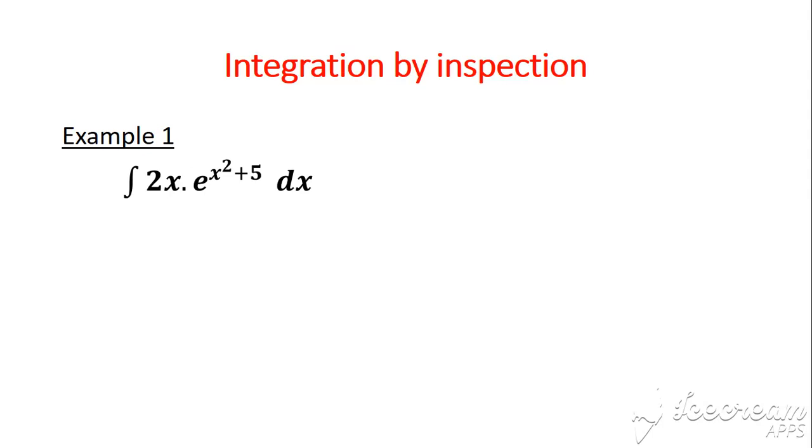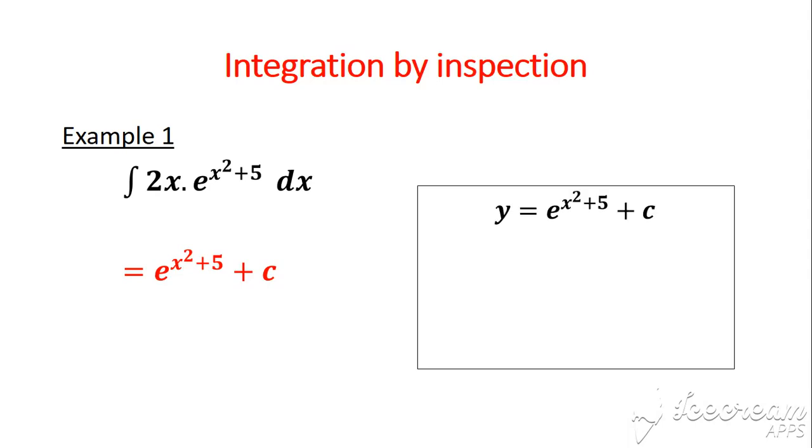All right, example 1, we're going to integrate 2x times e to the power of x squared plus 5 with respect to x. Well, the answer is e to the power of x squared plus 5 plus our constant c. So how did we get our answer? And what happened to the 2x?